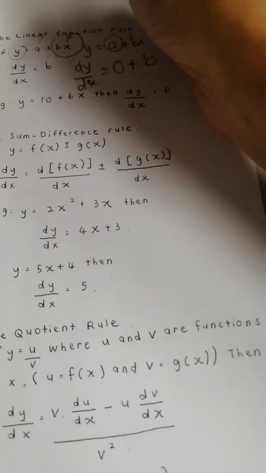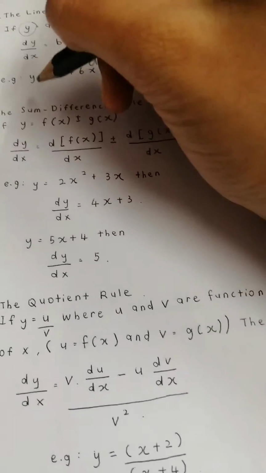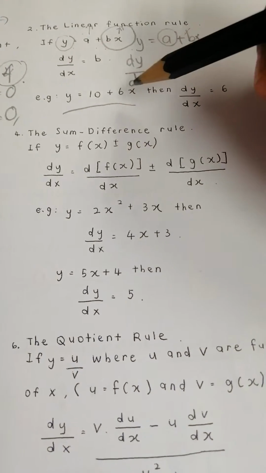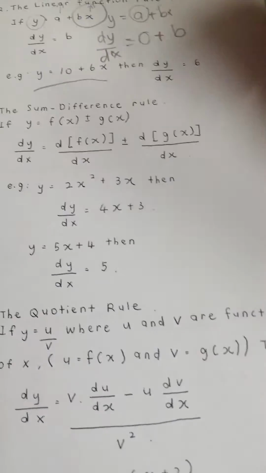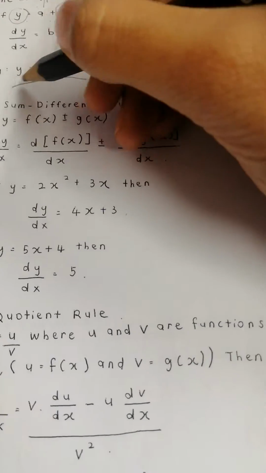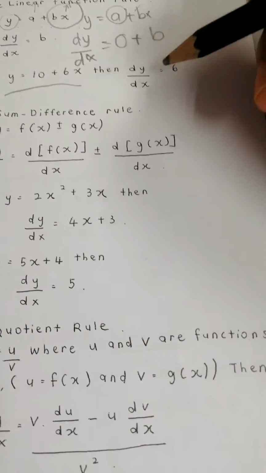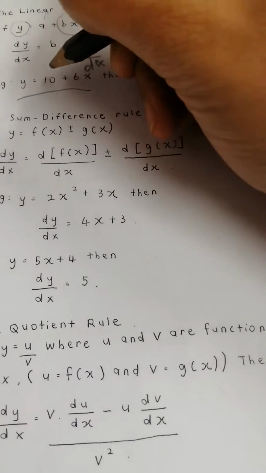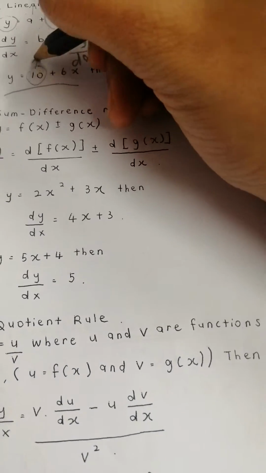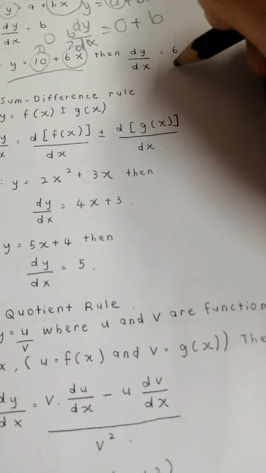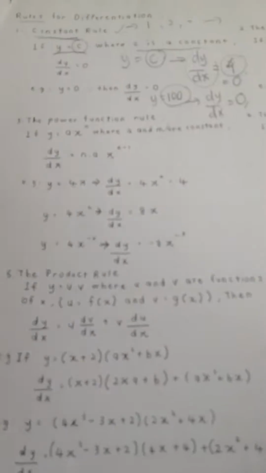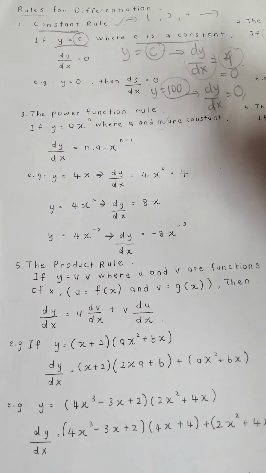Okay, so for example, I give one example, y equal to 10 plus 6x. So to differentiate this equation, dy dx equal to 6. Because this one is the become 0, 6x will become 6. So the equation will be dy dx equal to 6. Okay, the third rules, we are using the power function rules.